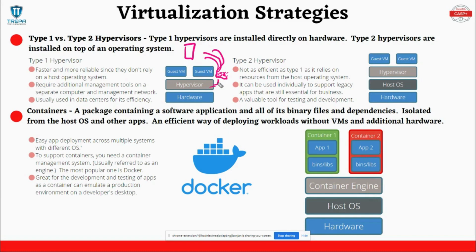And then you have a type 2 hypervisor. It's not as efficient as type 1, and it's typically not used for enterprise level deployments. This is going to be software that's installed on a host OS, like VirtualBox, right? Or VMware Player. And then that hypervisor application will run the guest VMs on top of that host operating system.